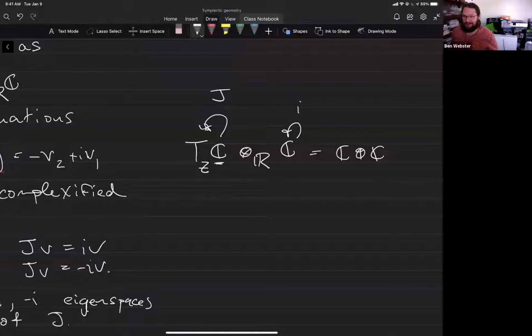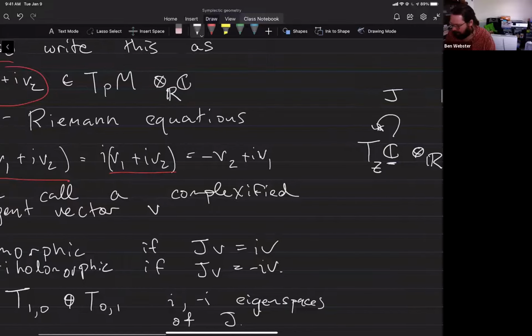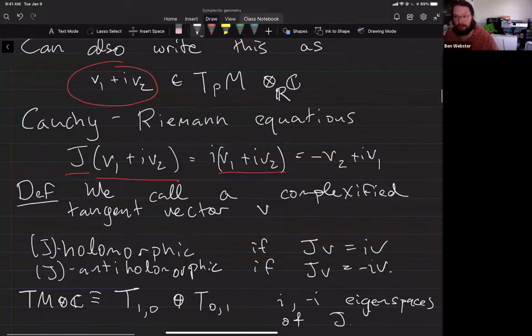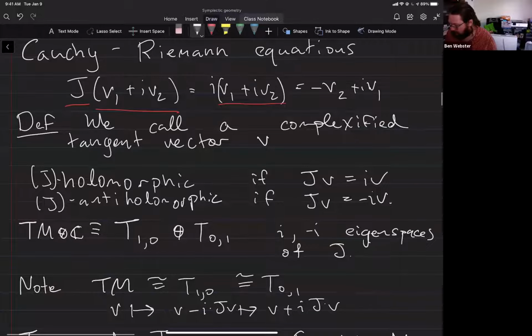So it's important to keep in mind that when you complexify the tangent bundle of a manifold that's already almost complex, you get two different maps. One is multiplication by i in the complex numbers, and one is induced by the almost complex structure on your manifold. And the Cauchy-Riemann equations say that those are the same. All right. Cool.